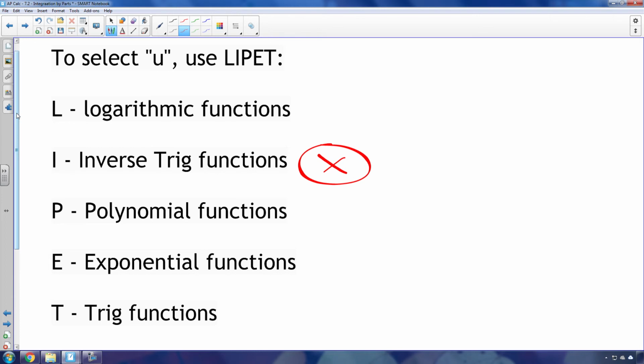So let's try another example and kind of go through it. I'm going to write on the whiteboard uv minus the integral of v du, so we don't mess that up again. And then we'll try example 2. So the integral of u dv equals uv minus the integral of v du. So that's the formula. So let's go to an example.